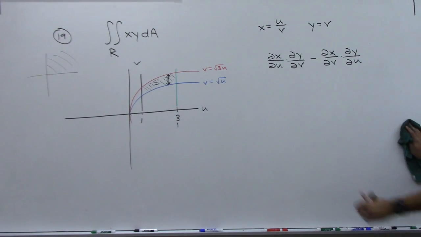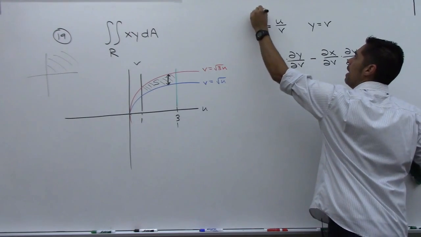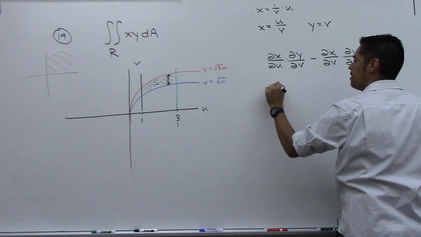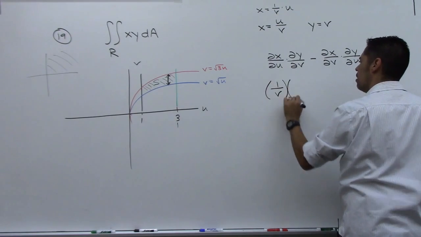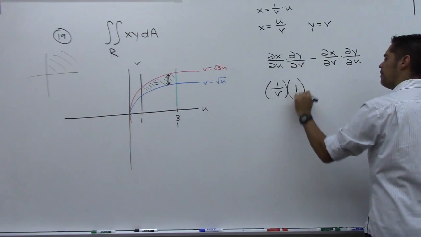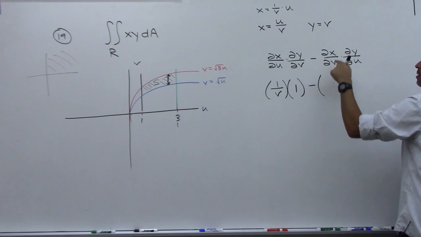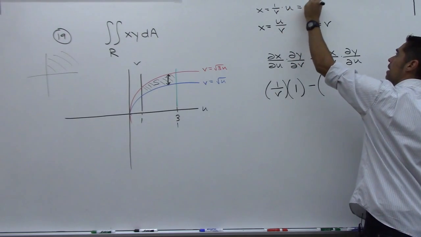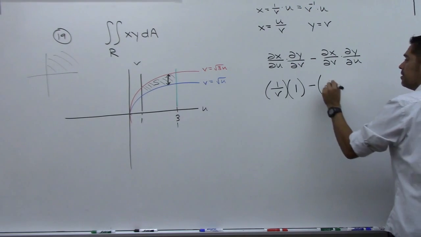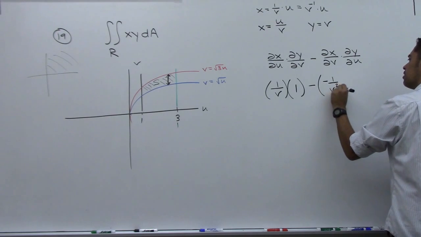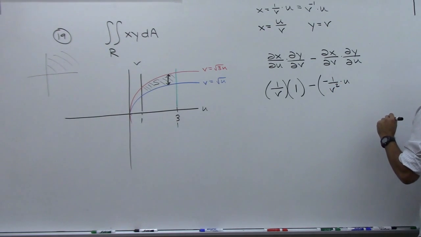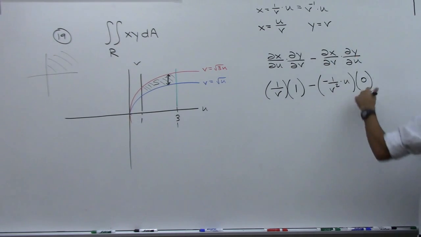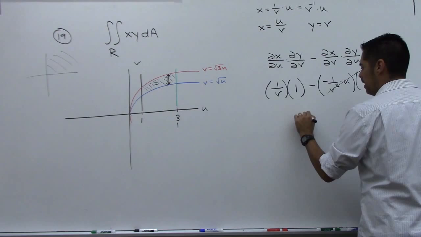So what is the partial of x with respect to u? Remember, x is 1 over v times u, so I'm treating 1 over v like a constant. This will be 1 over v. Partial of y with respect to v is 1, minus partial of x with respect to v. Well, now u is a constant. This is the same as v to the negative 1 times u. So the derivative of that is negative 1 over v squared times u. And then partial of y with respect to u is 0. So that's good, that kills that off. So we just get 1 over v.